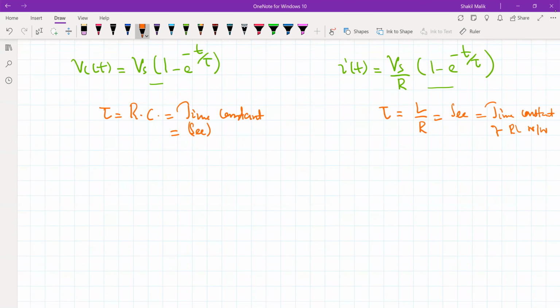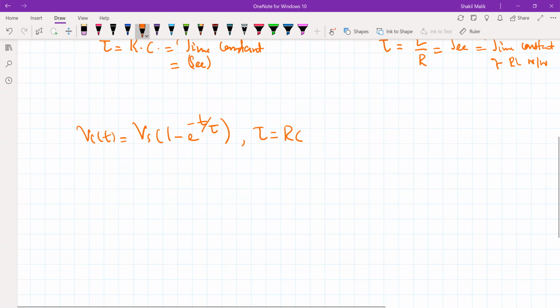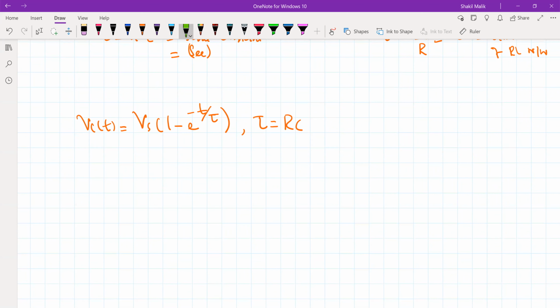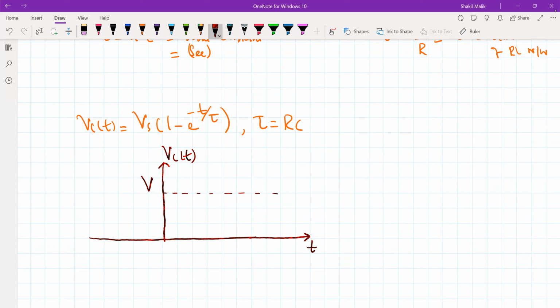So now what we have obtained is Vc of t is equal to Vs (1 minus e to the power of minus t by tau), where tau is RC, and this is referred to as the time constant of the circuit. Now, let's plot this expression. We saw the plot in the previous classes, but let's do that again. So this is Vc of t, and this is a constant value, Vs.